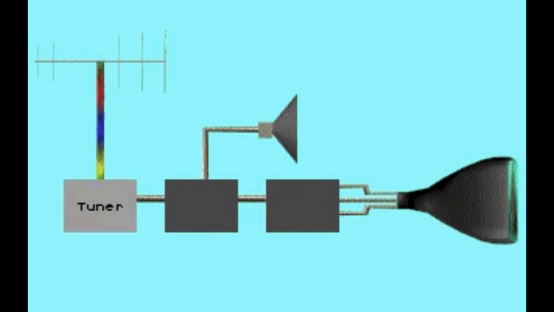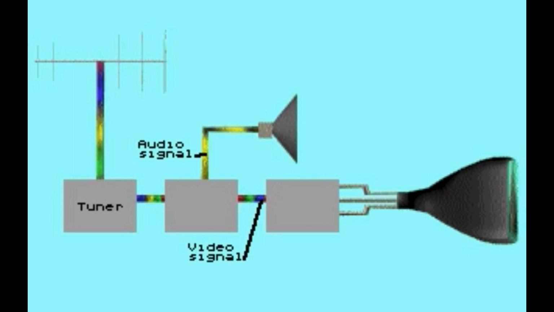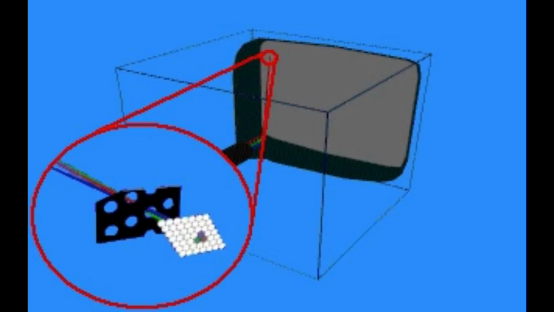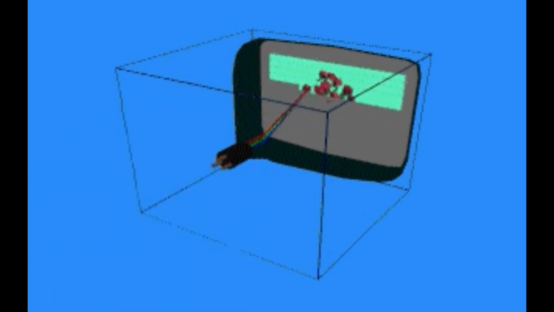Inside the TV, the tuner selects the desired broadcast signal. Other parts of the receiver separate the audio signal and send it to a speaker system. The video signal is divided into three signals: one for red, one for blue, and one for green. The inside of the TV screen is coated with stripes or dots of red, green, and blue materials called phosphors.